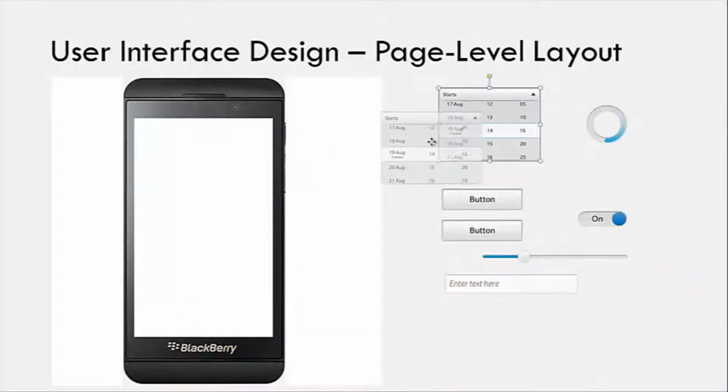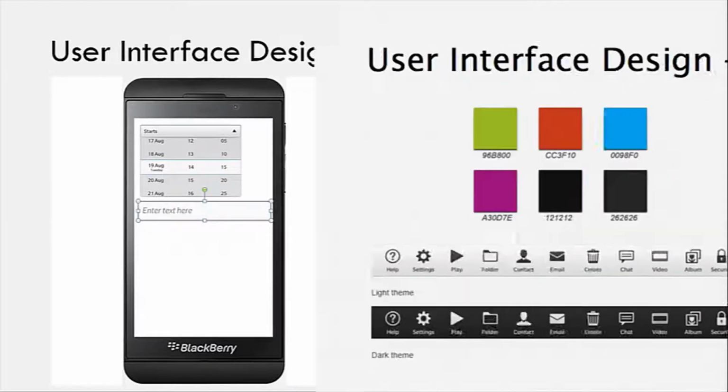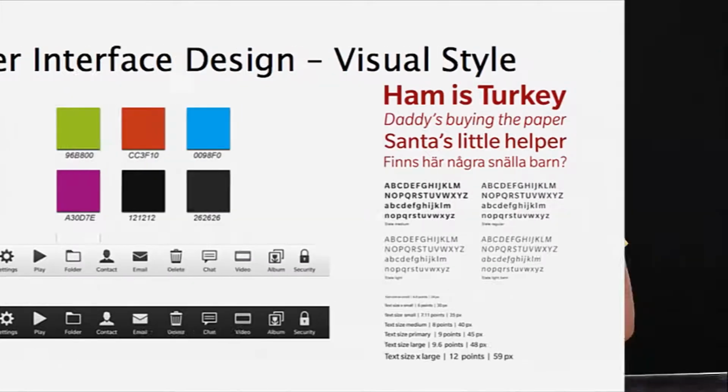After picking your controls, the next step is to decide which components go where on each page. In other words, you design the layout of each of the pages in your app. Finally, you decide on the app's visual style. This is when you choose the perfect icons and images for your app, the color themes, and text fonts. You can choose between a dark or bright theme for your entire app. You can also download the free in-app icons for BlackBerry 10 at this link below.